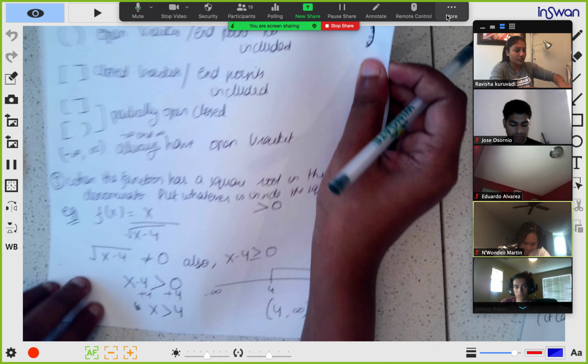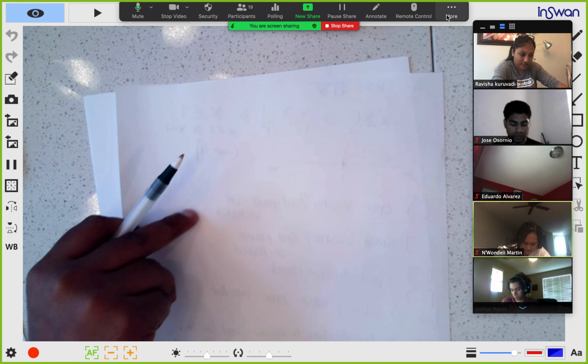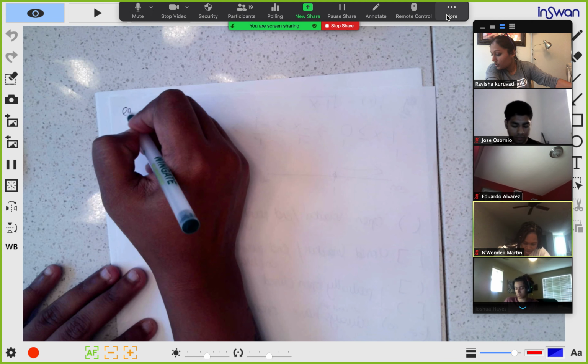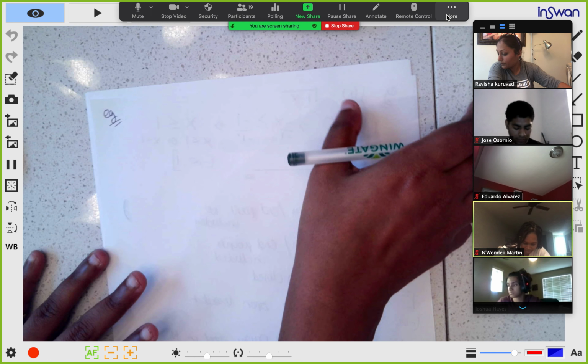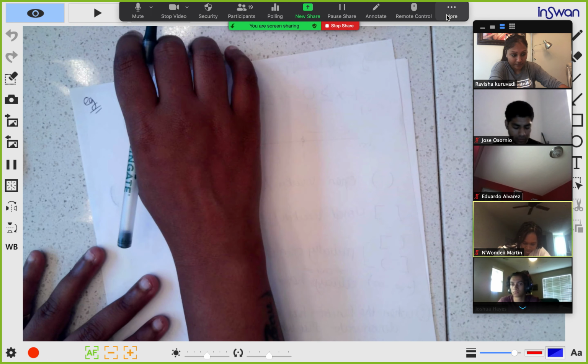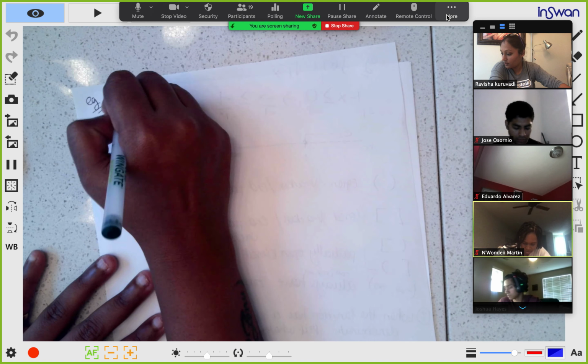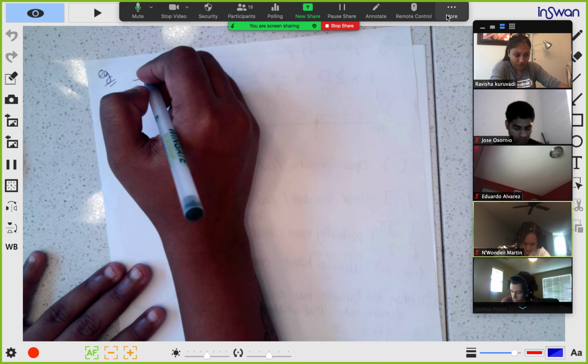I want everyone to try this example I'm giving here. You will be doing negative x over square root of negative x minus 2.